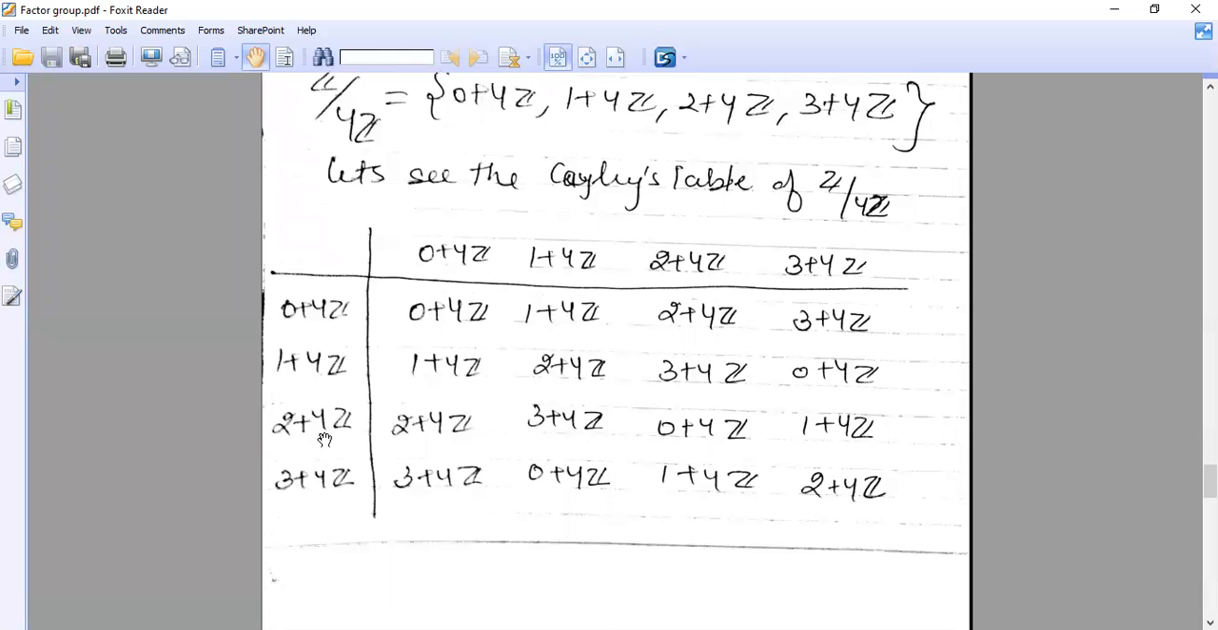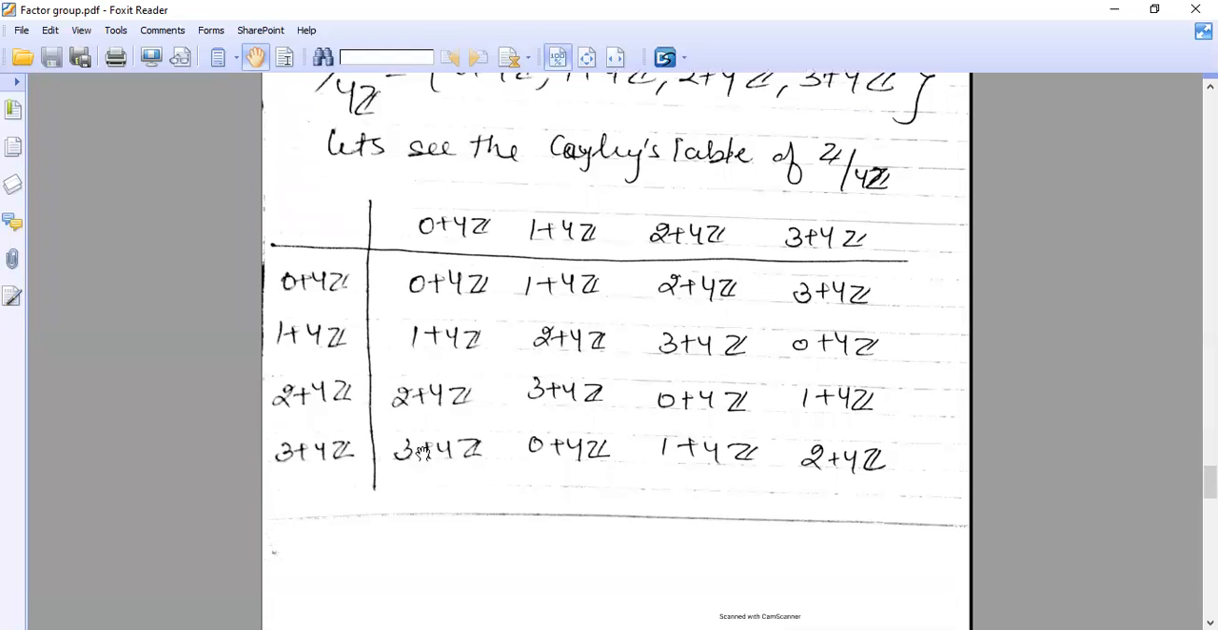So here now 2 plus 4z plus 0 plus 4z is 2 plus 4z. This is 2 plus 1 is 3, then 2 plus 2 is 4, that will be 0 plus 4z. Now 2 plus 3 is 5, so that will be 1 plus 4z under modulo 4. Now 3 plus 0 is 3, 3 plus 1 is 4, the 4 will be equal to 0. Now this 3 plus 2 is 5, that will be equal to 1, 3 plus 3 is 6, that will be equal to 2.